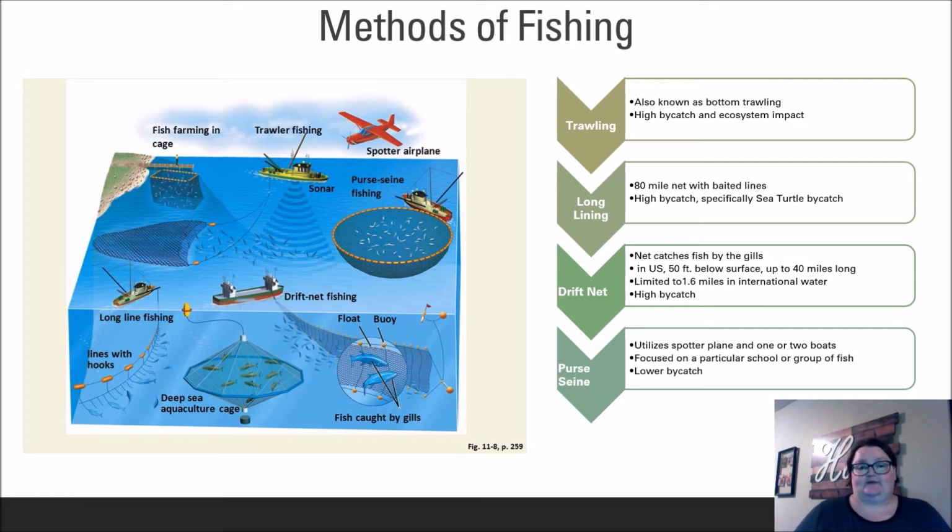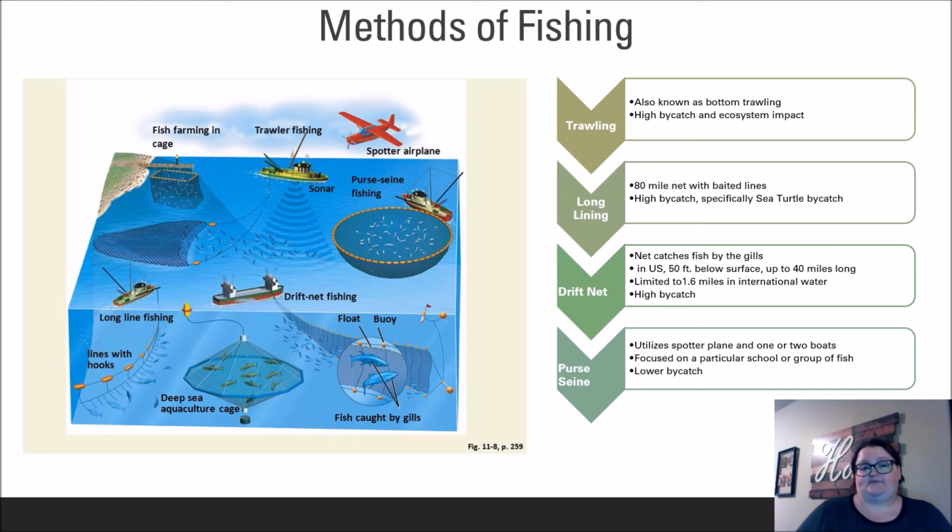Next comes long lining, which uses a net with baited lines hanging from the bottom. The net is often very small and serves as support for the buoys that keep it afloat. The fishing lines can be up to 80 miles long and often are associated with high levels of bycatch, particularly sea turtles who are attracted to the material that is used for the bait on the hook.